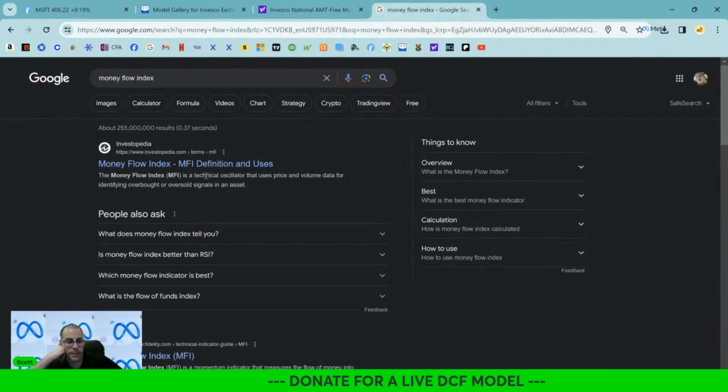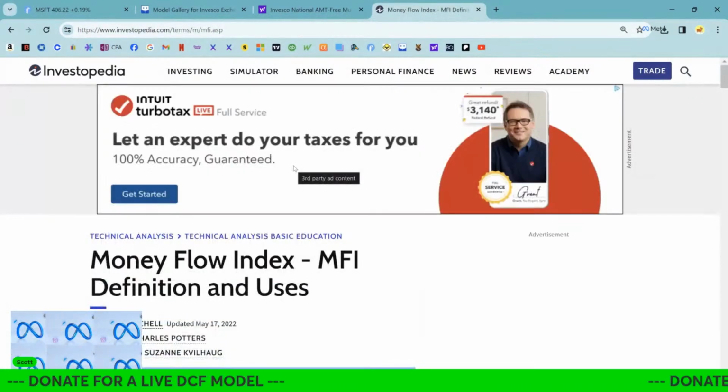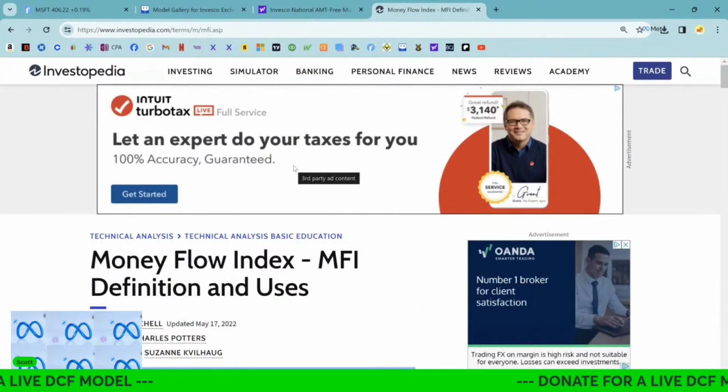Money flow index. Wait, it's getting hot in here. I got to turn it down.